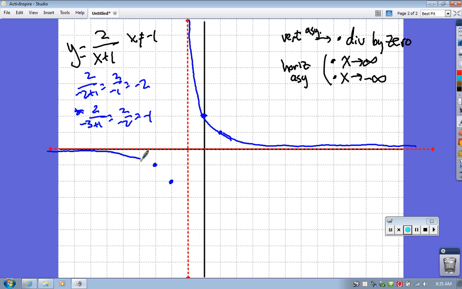Here we go. And again, notice at these extreme values, it gets really close to that asymptote. It starts to get close to that asymptote.